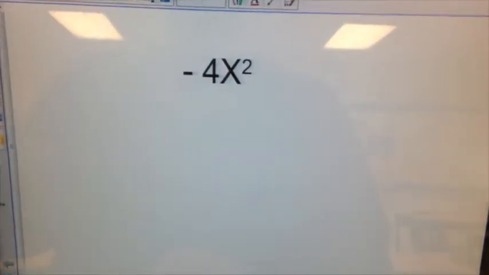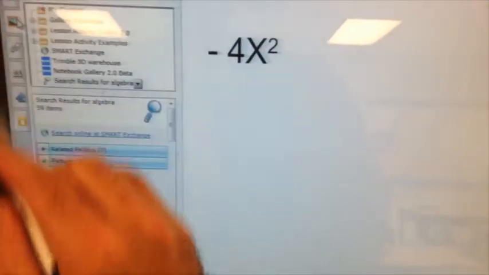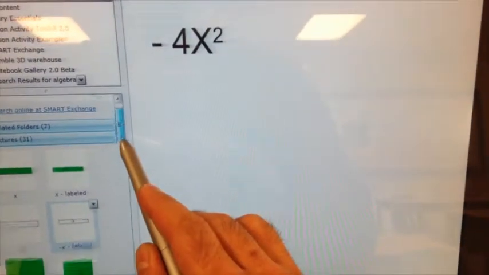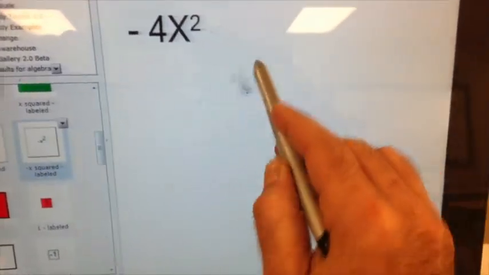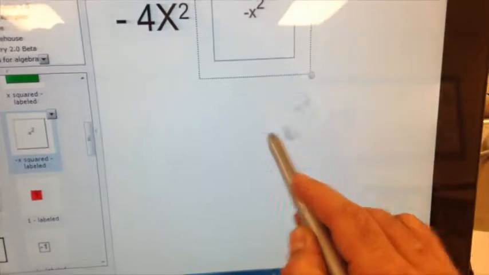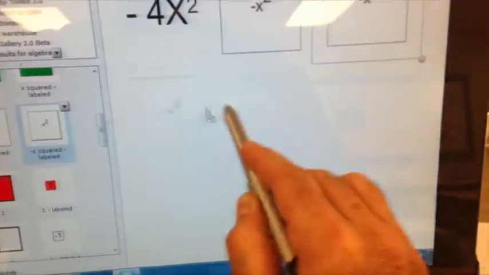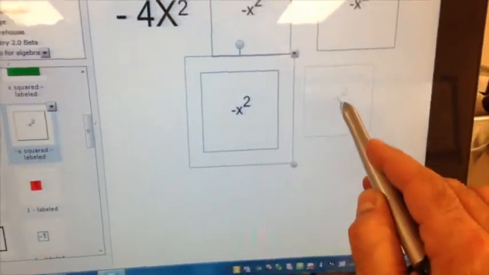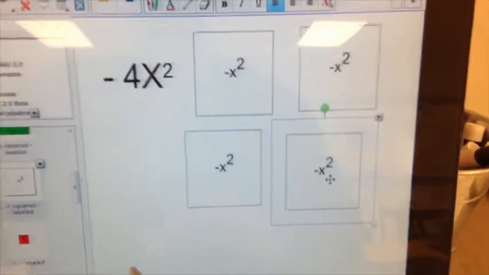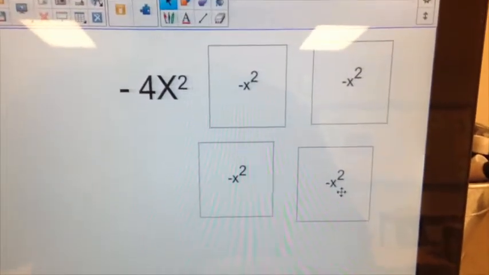Next, negative 4x squared. What does that look like? Well, we need a few other little ones here. So we need negative 1x squared, negative 2x squared, negative 3x squared, negative 4x squared. And there we go, negative 4x squared.